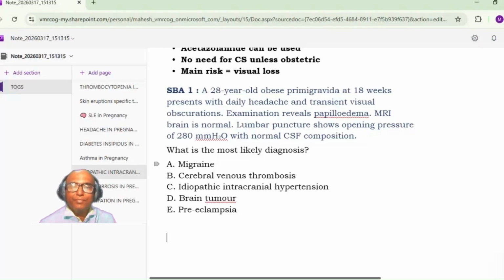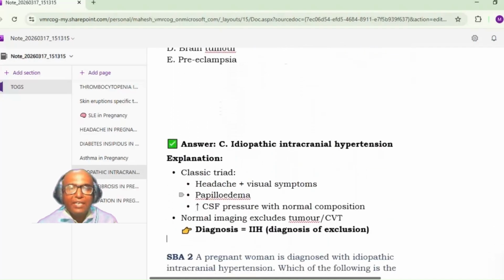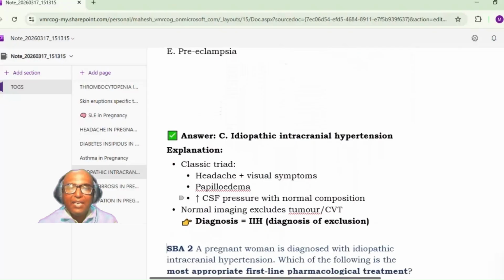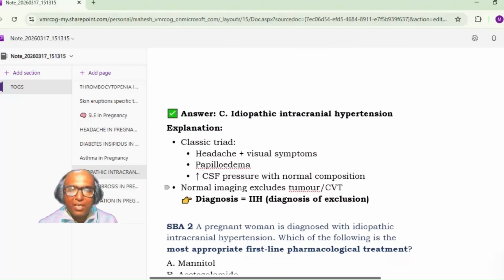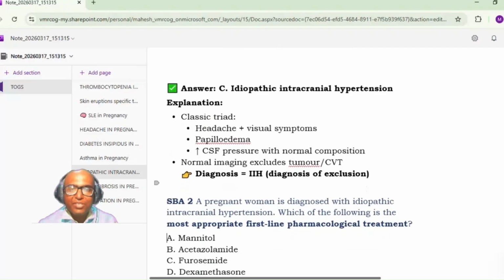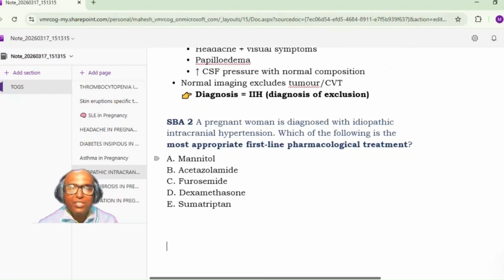A. Migraine. B. CVT. C. IIH. D. Brain tumor. E. Preeclampsia. It is C, IIH. Always there will be one EMQ on the headache. So the answer is IIH. There is a classic triad: headache plus visual symptoms, papilloedema, and increased CSF pressure with normal composition. Normal imaging will exclude tumor and CVT. Diagnosis by exclusion is IIH.